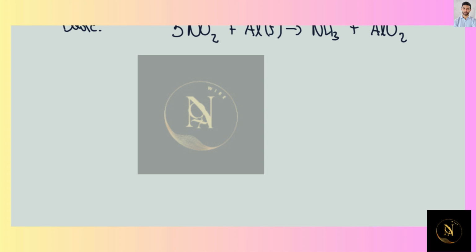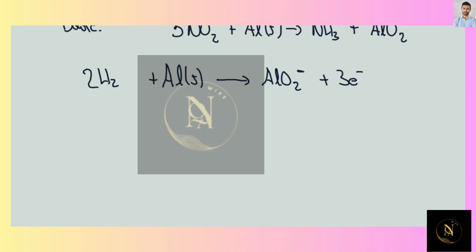So the half reactions that we actually care about are going to be the following: aluminum as a solid going into aluminum O2 minus. The number of electrons that we need to add is going to be 3 that are going to be released because this is the oxidation reaction. And now we're going to balance out the oxygens that we have. In this case, we have 2 oxygens, so we need 2 water molecules. And on the other side, we're going to require 4 protons to balance them out.